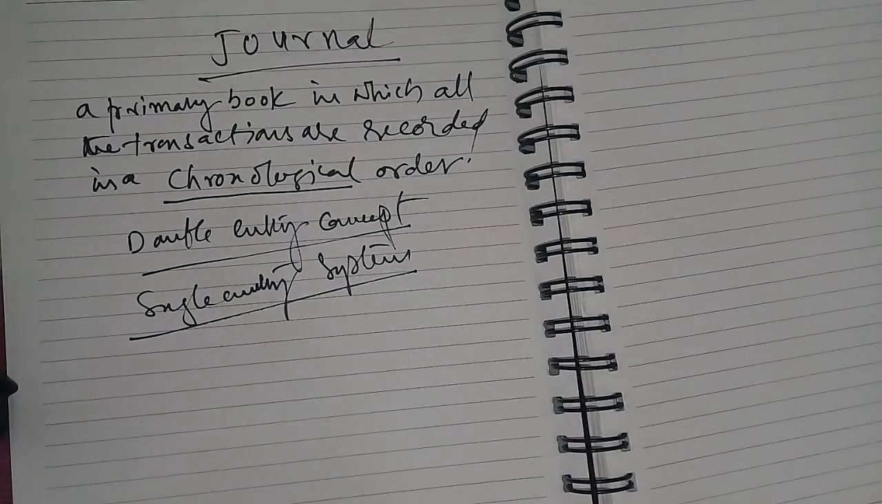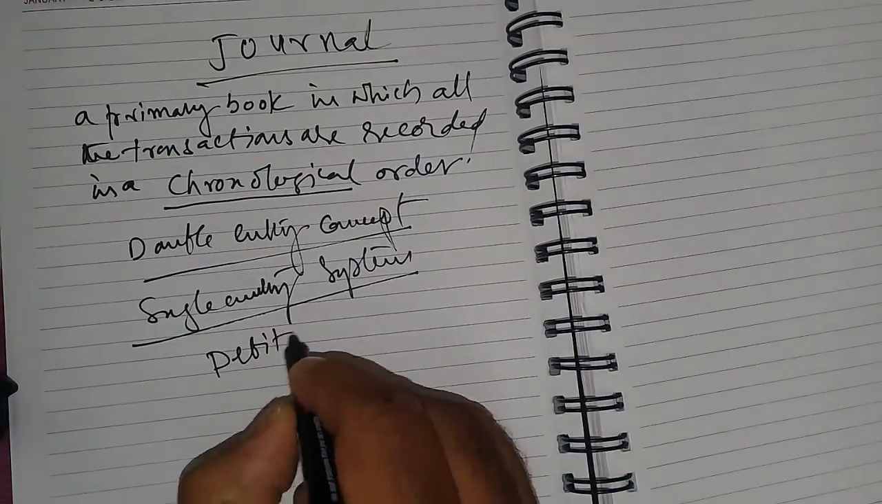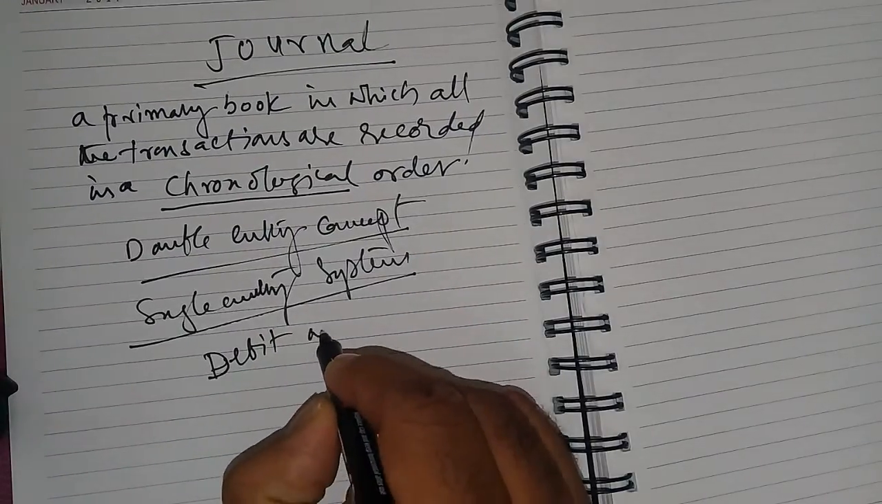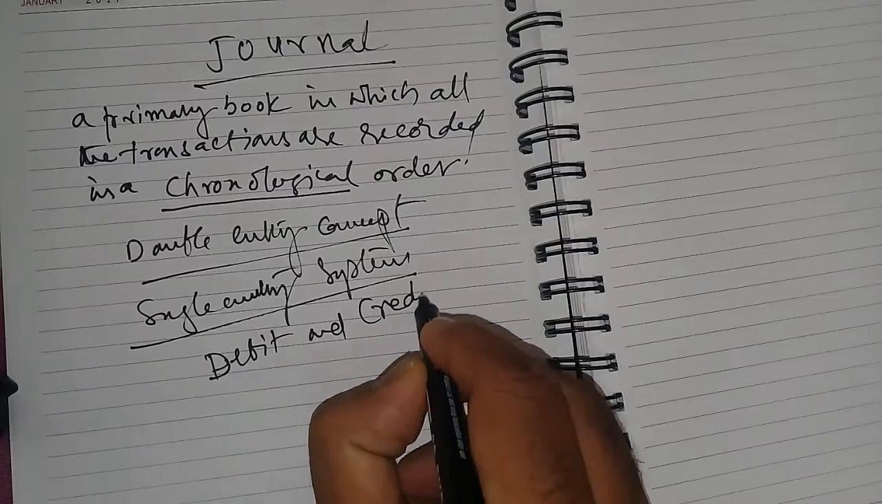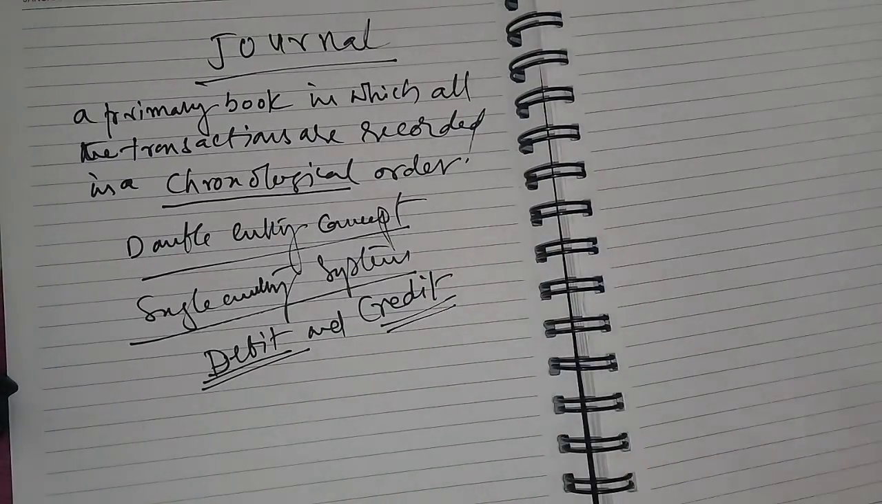So when we record the transaction based on the double entry system, here we use two words. One is debit and credit. The question arises, what do you mean by this debit and what do you mean by this credit? According to the famous and reputed books, it is explained that debit refers to what we write on the left hand side, credit refers to what we write on the right hand side.